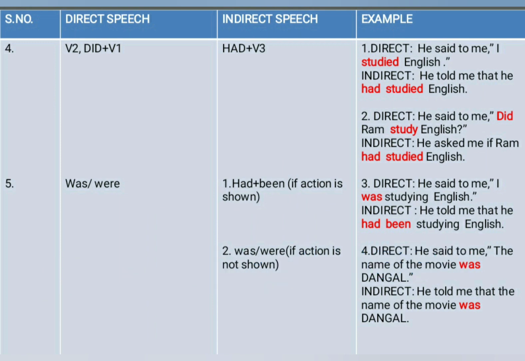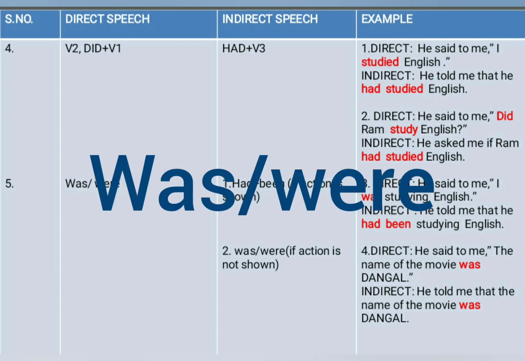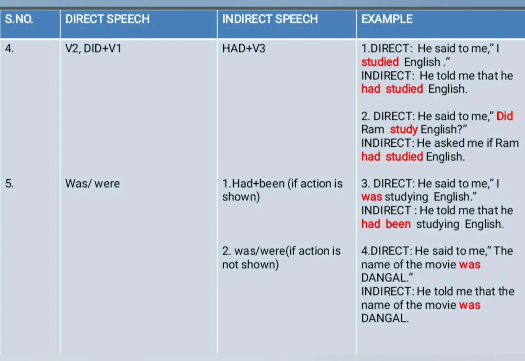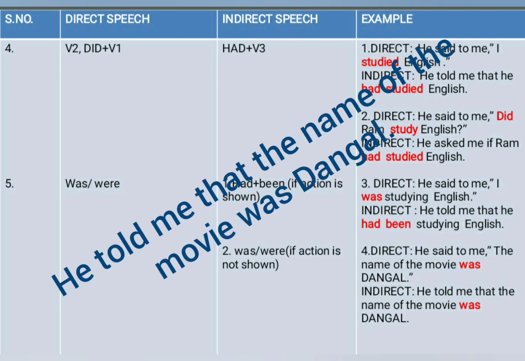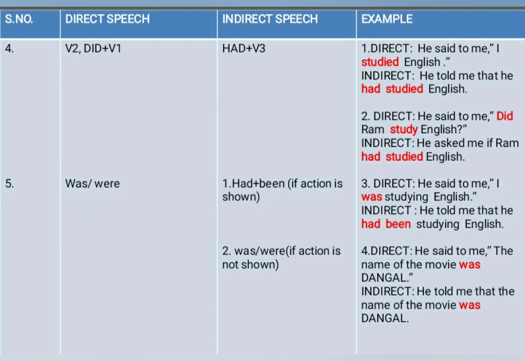But if was or were does not show an action, then when we convert into indirect speech, was or were remain was or were only. Let's see the example. He said to me, "The name of the movie was Dangal." When we convert into indirect speech, we write, he told me that the name of the movie was Dangal. So here, after was, a noun is coming. So there is no change in was.